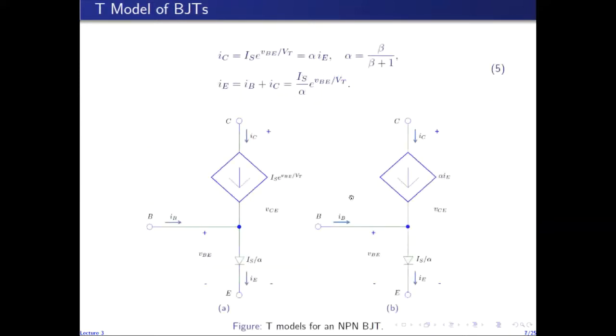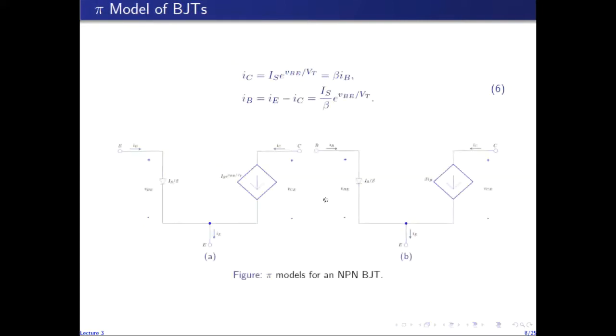Equivalently, we can consider this model in which, again, if this is the input port and this is the output port, then corresponding to an input current IE, we have an output current IC, which is alpha times IE, where alpha is the gain. So the output current is defined by the input current. Hence, according to this model, BJT can be represented as a current amplifier.